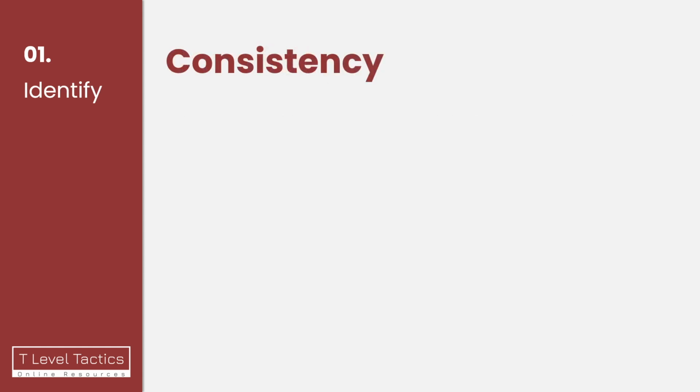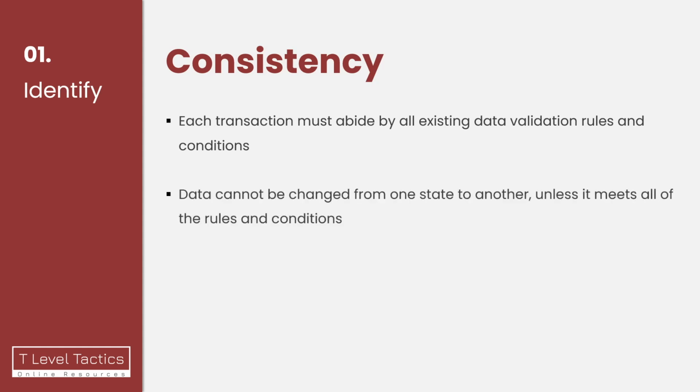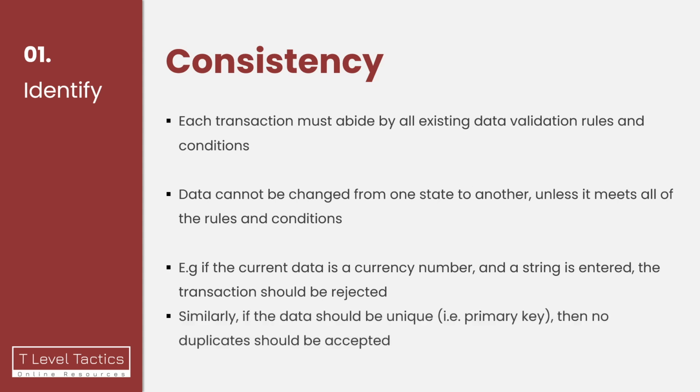With consistency, each transaction must abide by all existing data validation rules and conditions. Data cannot be changed from one state to another unless it meets all of the rules and conditions. For instance, if the current data we have is a currency number and a string is entered, this transaction should be rejected because it doesn't meet the data type. Similarly, if the data should be unique, such as being a primary key, then no duplicate data should be accepted.